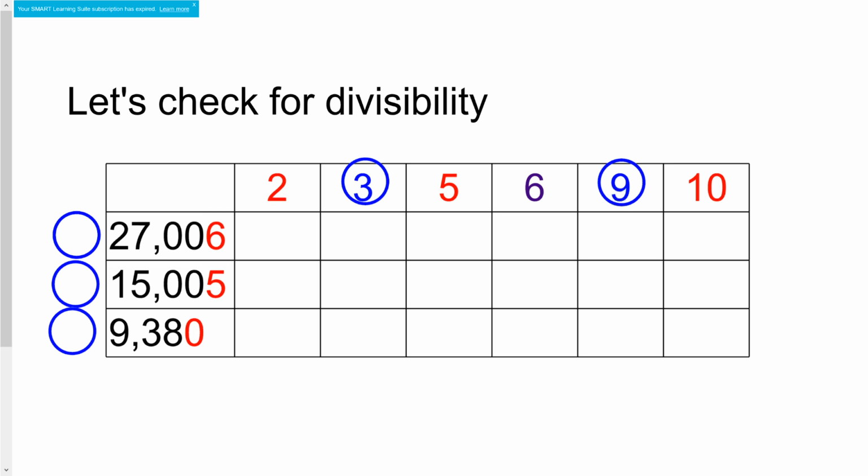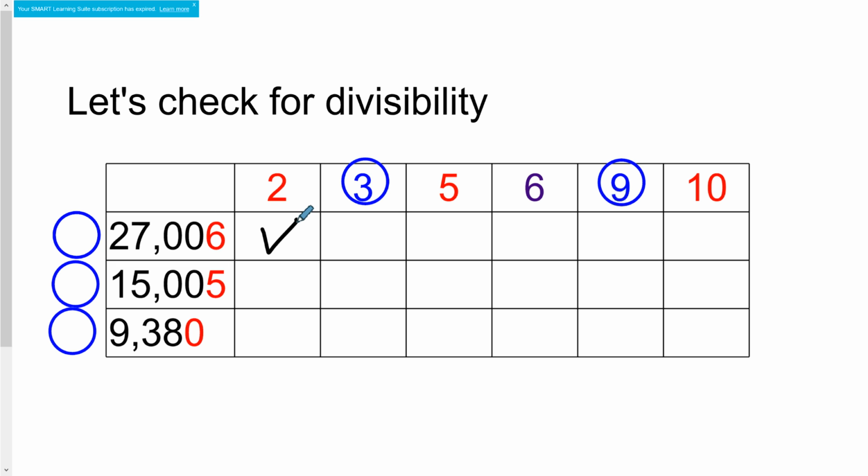So first thing I'm going to do is start with 2, 5, and 10. I'm going to look at this number here, the 27,006. And I look at that last digit, the 6. What I see is that it's an even number, so I know it's divisible by 2. It's not divisible by 5 because it doesn't end in a 0 or a 5. And it's not divisible by 10 because it doesn't end in 0.